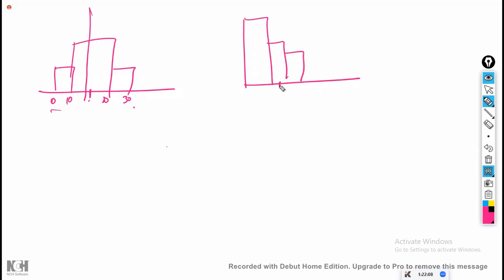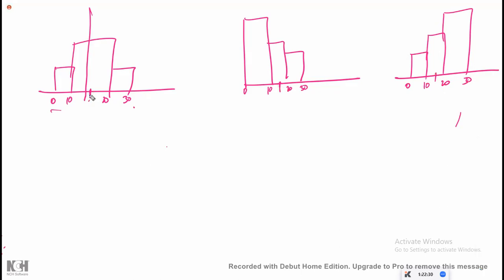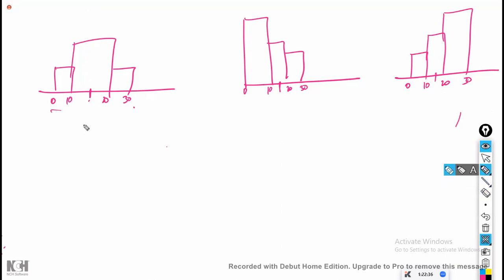Now, the mean will be here only. Mean is not going to change. 0 to 10, 10 to 20, 20 to 30 means 15 will be the center. 15 is not going to change, whether the data set is like this or like that. What is the mean here? Here also 15. In all three cases, the mean is fixed at 15. Mean is not going to change, which is in the center position only.